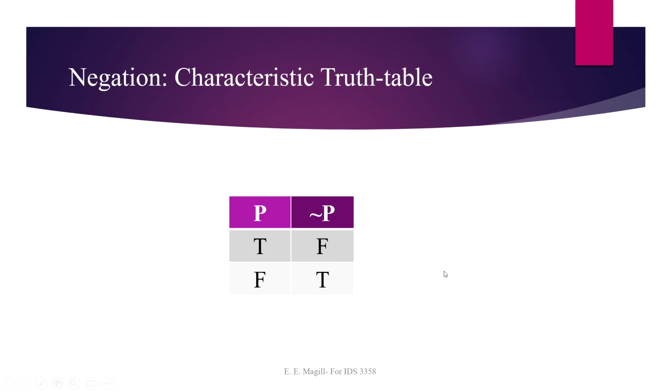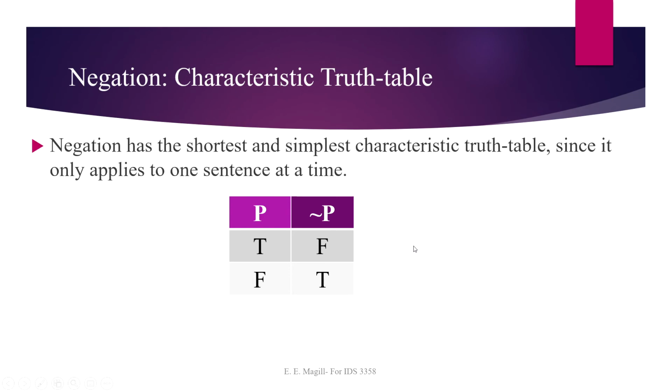Negation has the simplest characteristic truth table by far. It's a unary connective, so we only have 2 rows, and the negation just flips the truth value of the sentence. It modifies a T into an F and vice versa.